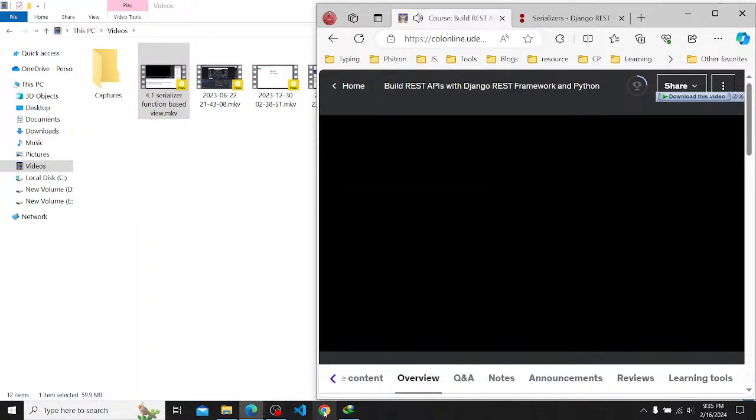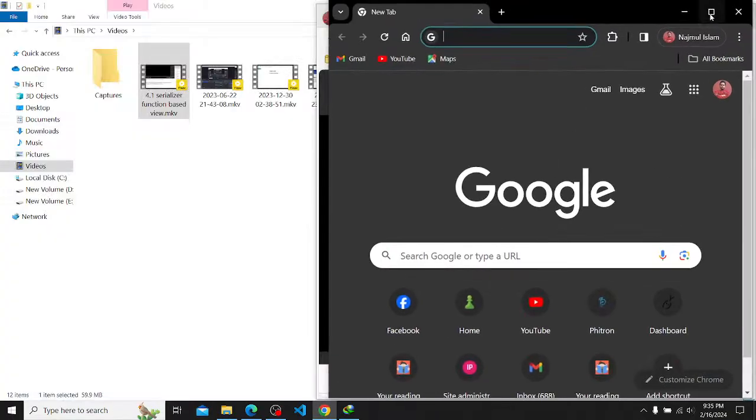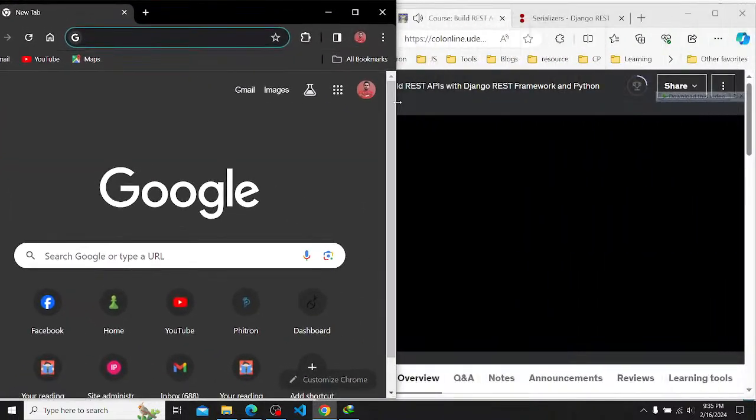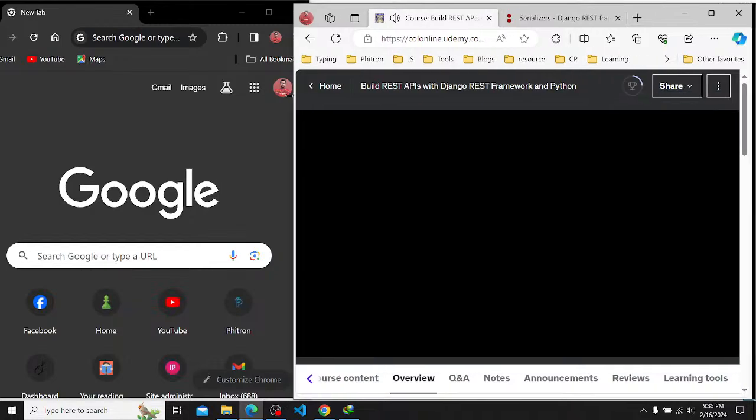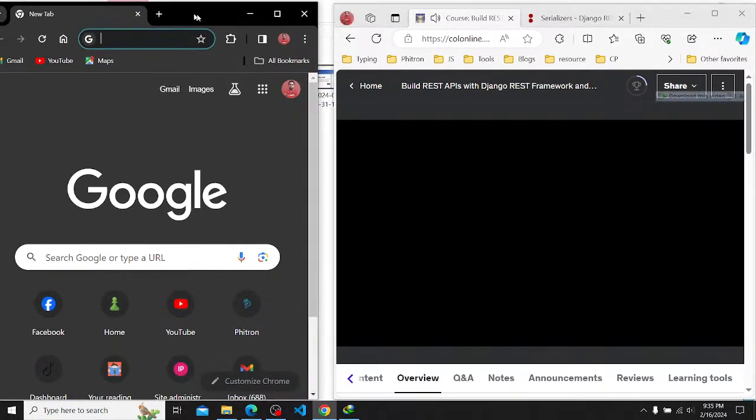If I am talking about numbers, I have integer, float as well as decimal. If I'm using a date and time field, then I have date and time field, date field, time field as well as duration. So there are a few others.